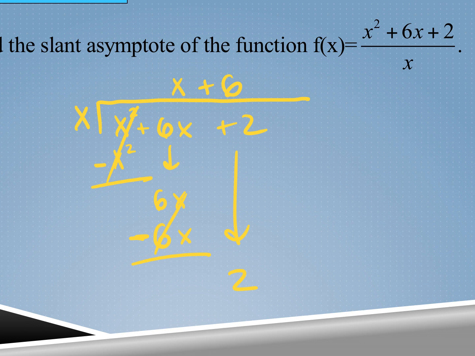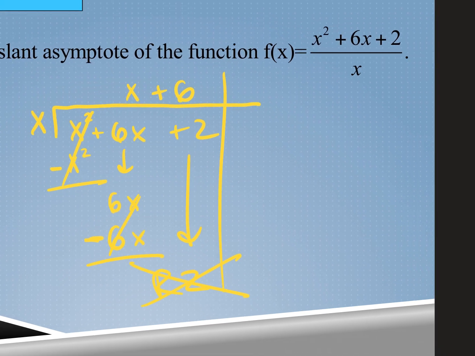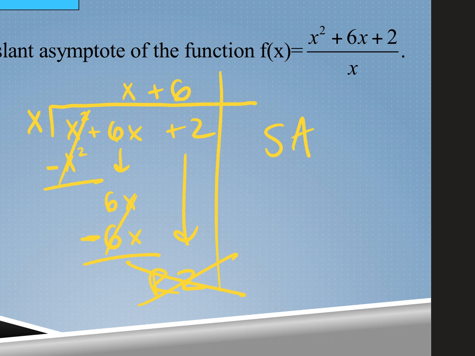Once I finish with the constants, whatever's left is my remainder. So my remainder is going to be 2, but the remainder doesn't matter. We can stop here. We ignore the remainder. We only care about the x and the constant. So my slant asymptote is going to be y equals x plus 6. So it is always y equals, because it's an equation of a line.